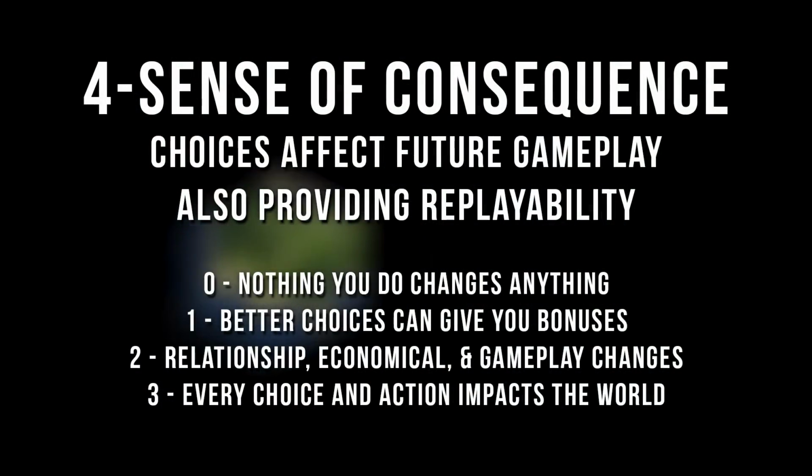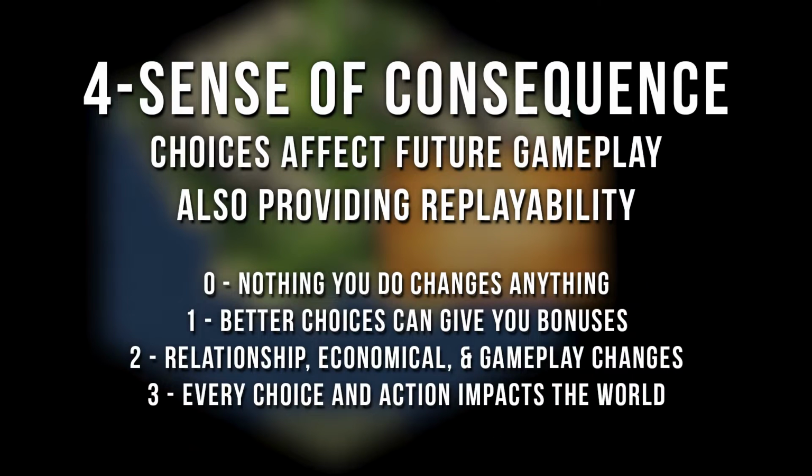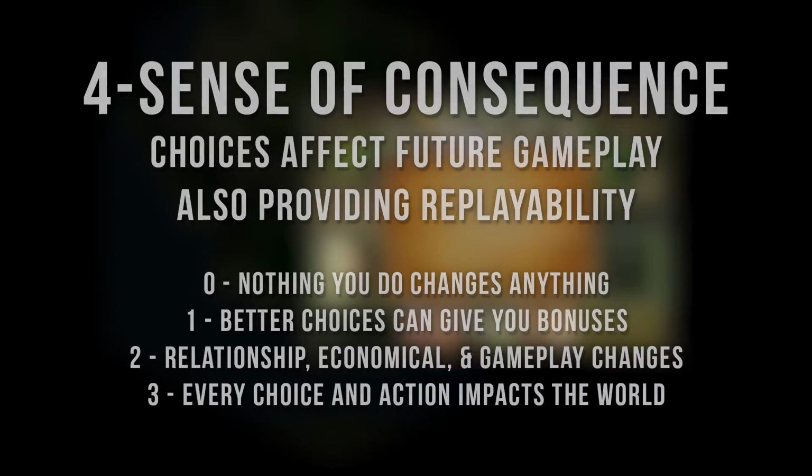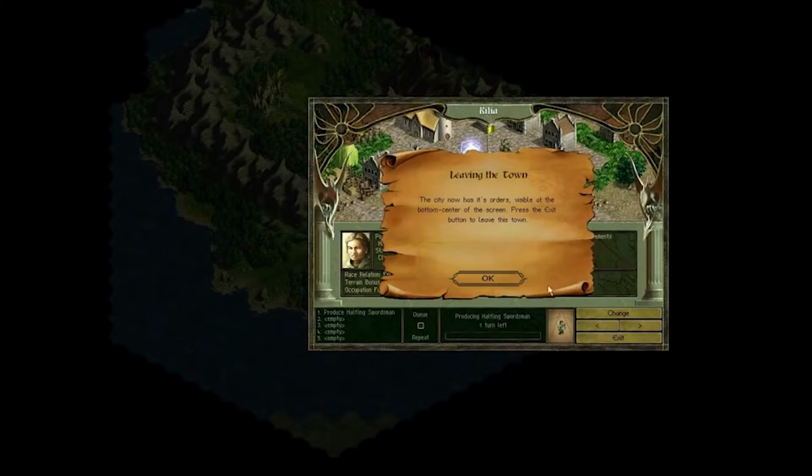Criteria 4, a sense of consequence. Your choices actually seriously affect future gameplay. Loss or gain of characters, locked quest lines, difficulty, storyline, endings, dialogue, in-game feedback changes with climate or NPC reactions. This also provides replayability. Score of 0 means nothing you do changes the status or outcome of anything. 1 means better choices can give you easier missions and maybe bonus resources of some kind. 2, there are relationship, economical, and gameplay changes and possibly alternate endings. And 3, every choice and action impacts the world, its status, and the feedback you receive, sending you down one of many unique paths. I find a good example of this would be Age of Wonders 1.